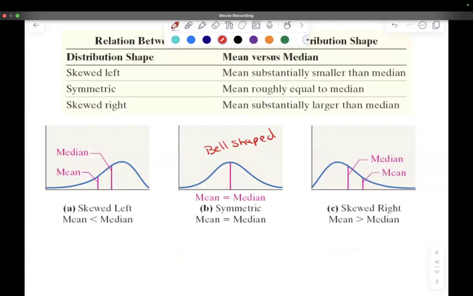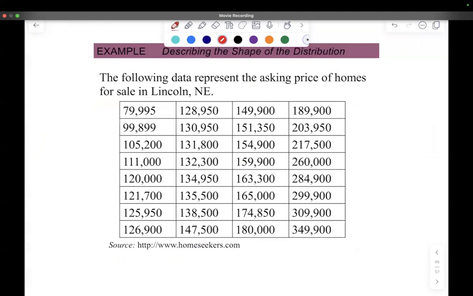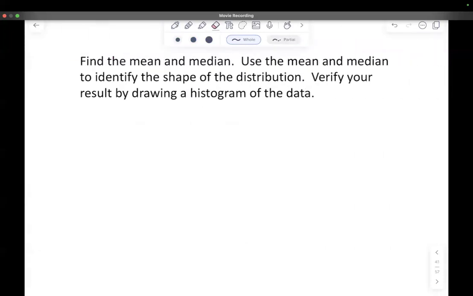I'm going to give you a second if you don't have it printed and you're writing this down. All right. Okay, so don't worry, I'm not going to make you find the mean. I ordered them smallest to largest. We're not going to add all these up and find the mean. These are asking prices of homes in Lincoln, Nebraska. So we're going to find the mean and the median, and then we're going to compare them. I put them in order from smallest to largest, but I found the mean and the median for you.